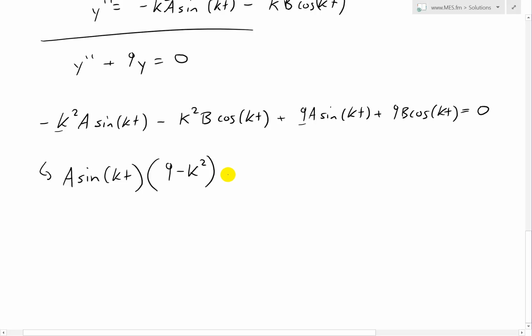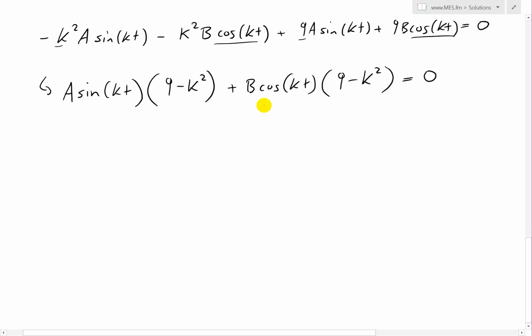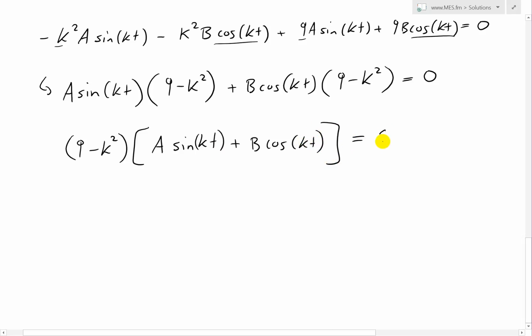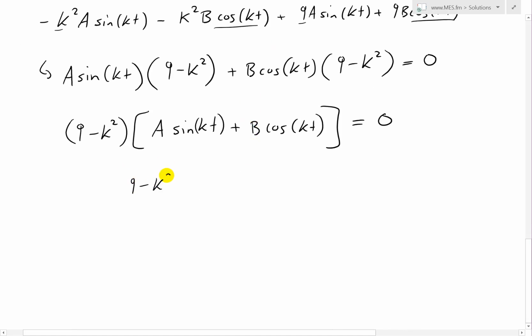And then we plus, and factor out the b cosine from the two remaining terms, and again we have a negative k squared and a 9. So this would be 9 minus k squared, equals 0. We can factor out the 9 minus k squared again. So what we end up having is 9 minus k squared times a sine kt plus b cosine kt equals 0. And notice this is just our y function. That's just our y. So this is going to be y equals 0.